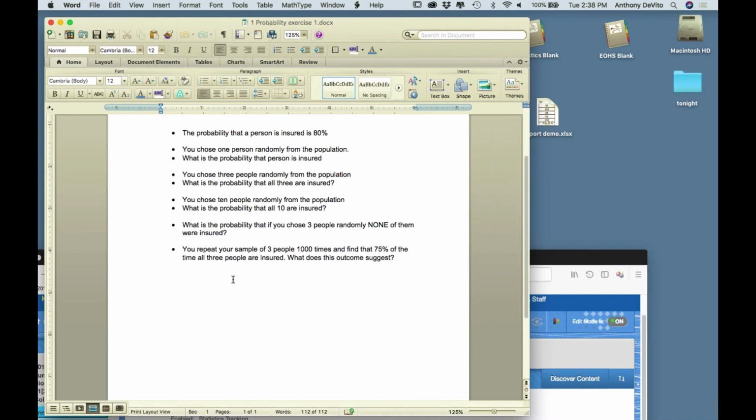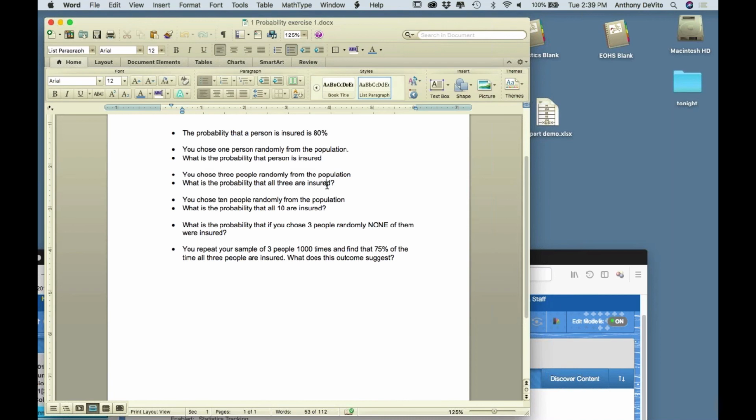For 3 heads in a row, it would be 1/2 times 1/2 times 1/2, or 0.5 times 0.5 times 0.5, which is 0.125, which is 1/8. You can look at it that way also. So we just multiply that, right? So the probability that all 3 persons would be insured is 0.8 times 0.8 times 0.8.